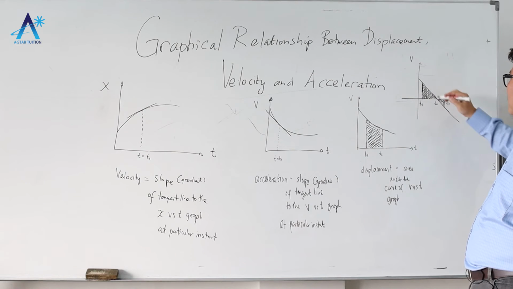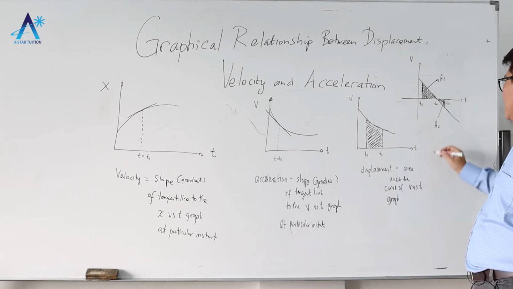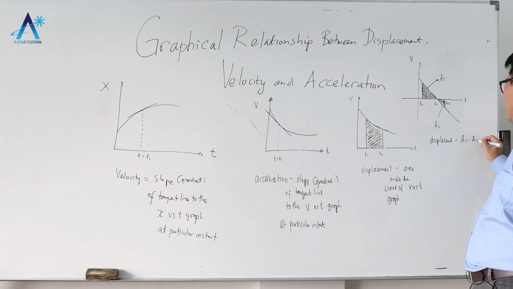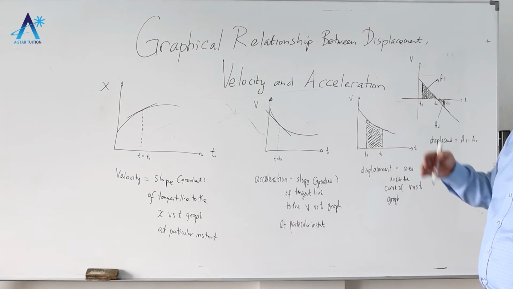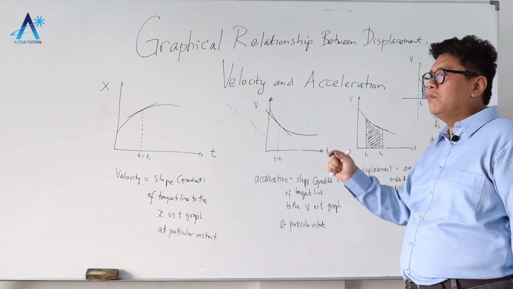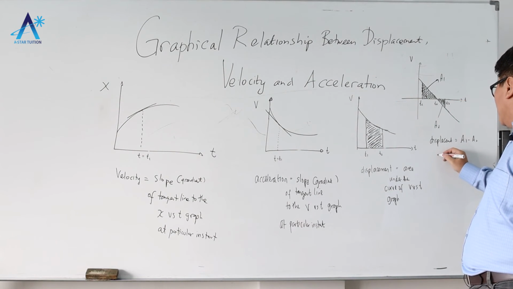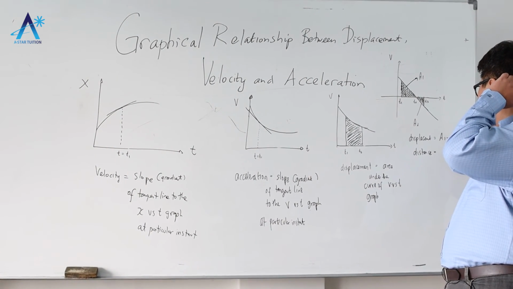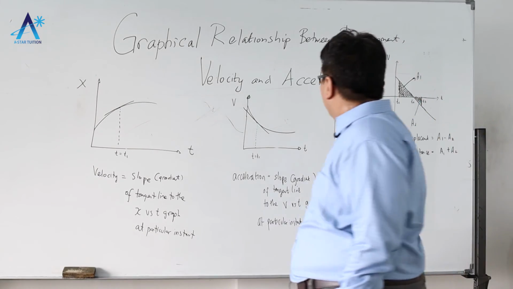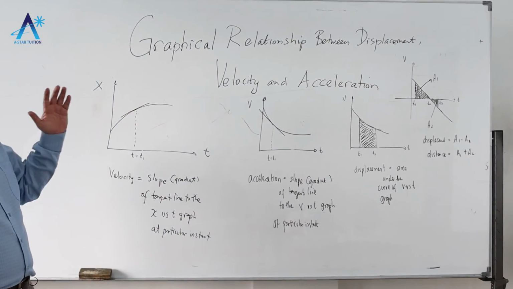Now you can see that if this is area 1 and this is area 2, then we can calculate the displacement to be A1 minus A2. What about distance? Remember, distance is always increasing. We always add up the length of the path of motion. So in this case, the distance is equal to A1 plus A2. So hopefully you know the distinction, even though a question like this is not very commonplace in physics class.